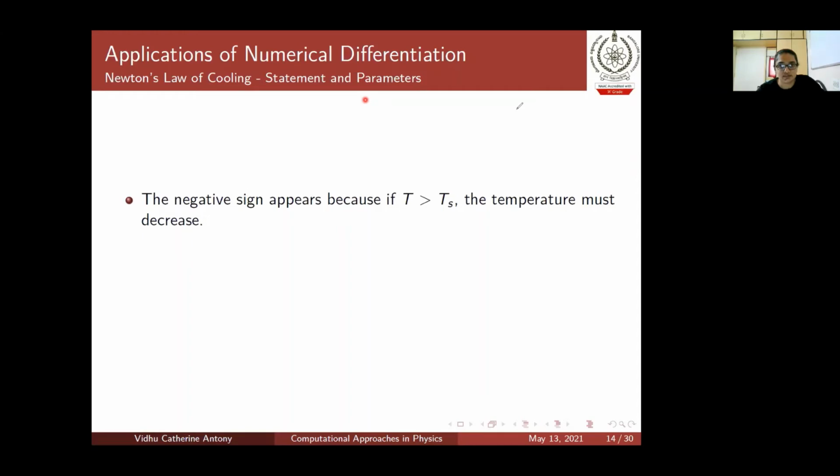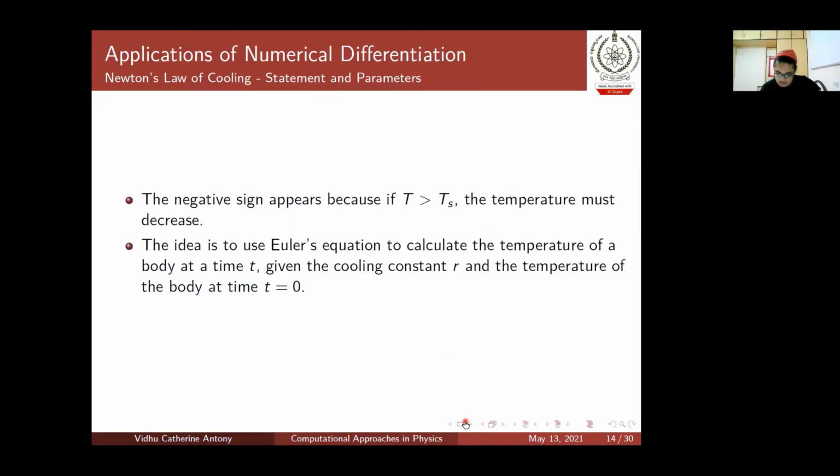Okay, and we will look into the explicit solution of the differential equation governing Newton's law of cooling. Now, like I told you, I'm repeating this over and over again because it's very confusing when topics are just mentioned to you and you do not have a trajectory of which way to go. The idea is to use Euler's equation to calculate the temperature of a body at a given time t. Given your cooling constant and the temperature at the initial time, your initial condition, you calculate it at a later time.